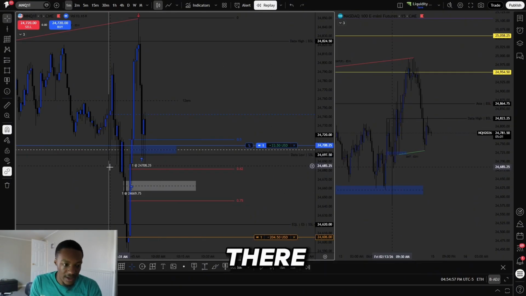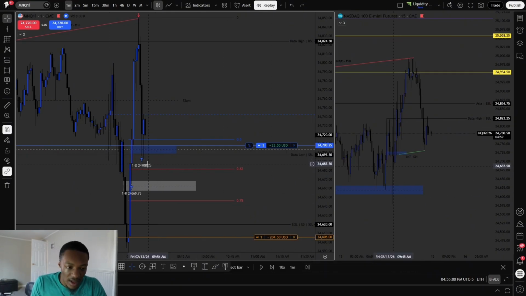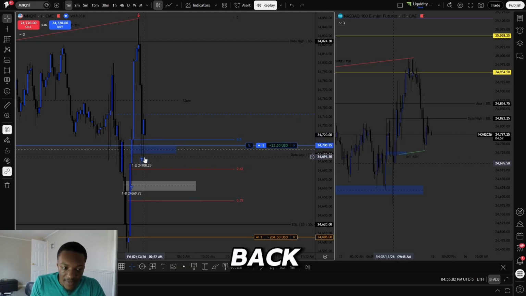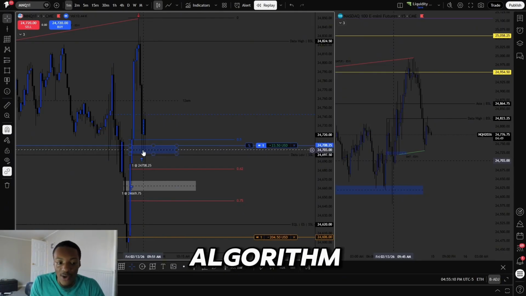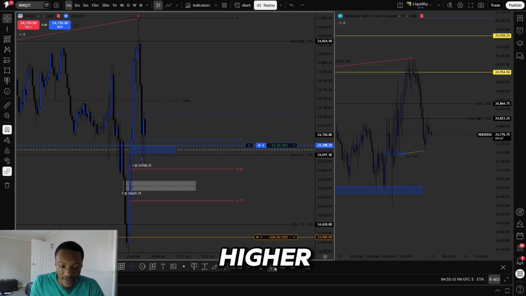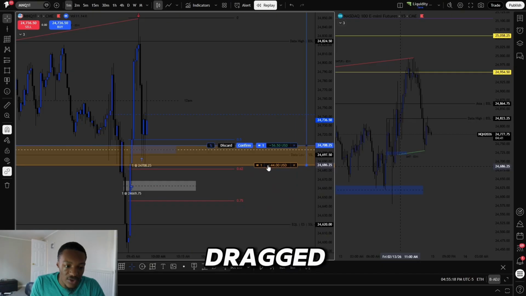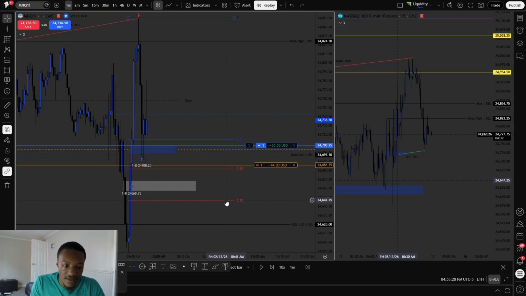Go ahead and get rid of that there. Again, what happens? We test back into this bullish fair value gap, but the candle bodies stay completely outside of it, showing me that the algorithm does not want to reprice lower. The algorithm is using this to reprice higher. Here, ES came up here and took out this high. So what did I do? I dragged my stop loss there.